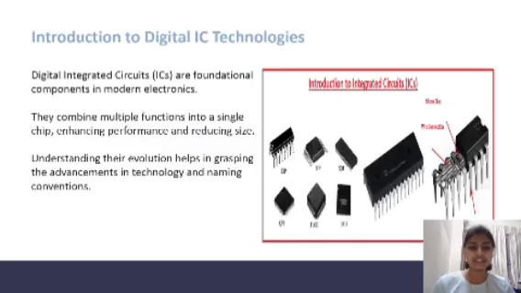Let's come to the introduction to digital IC technologies. Digital integrated circuits are foundational components in modern electronics. They combine multiple functions into a single chip, enhancing performance and reducing size. Understanding their evolution helps in grasping the advancements in technology and naming conventions.